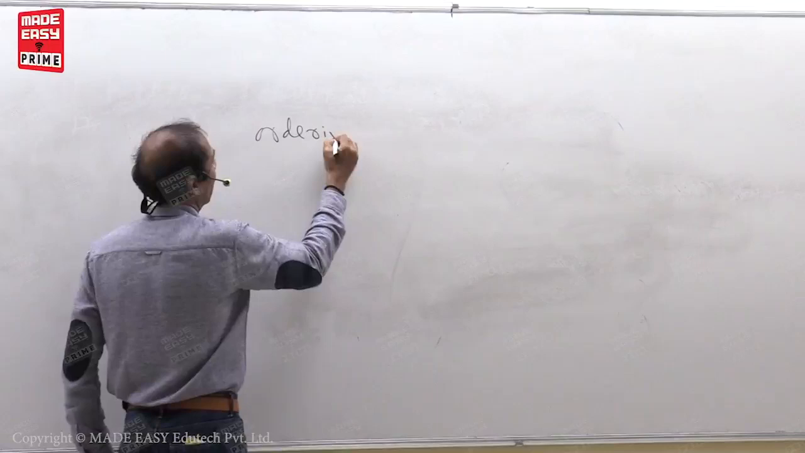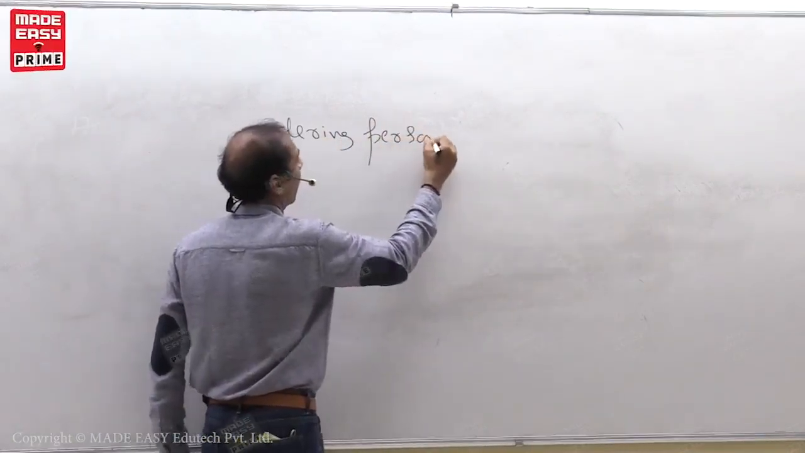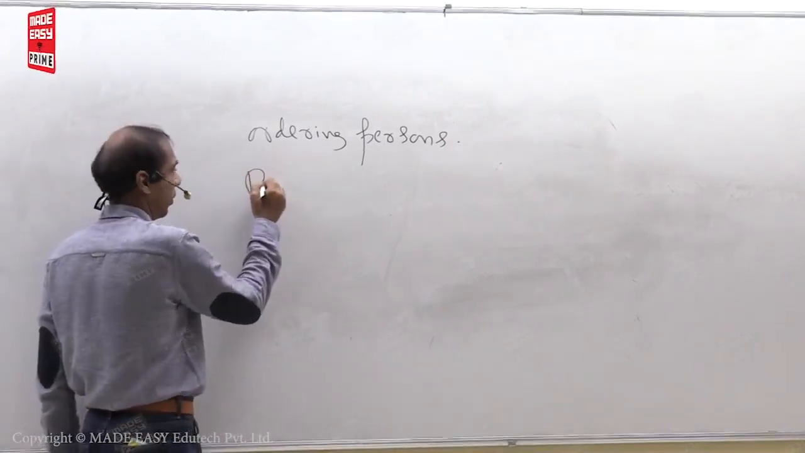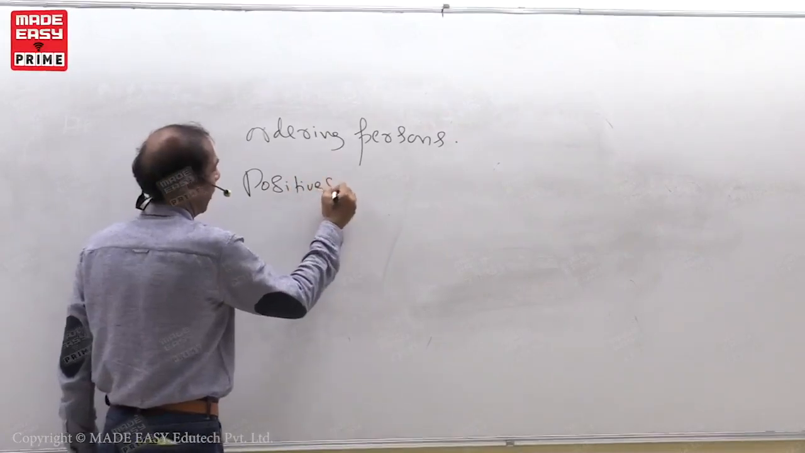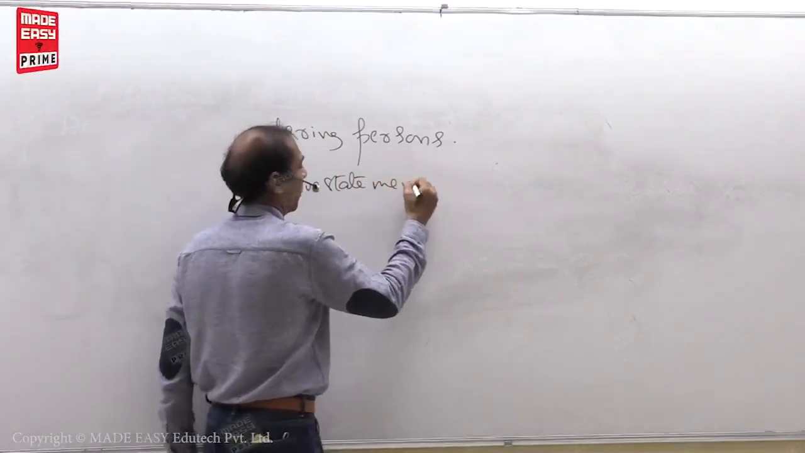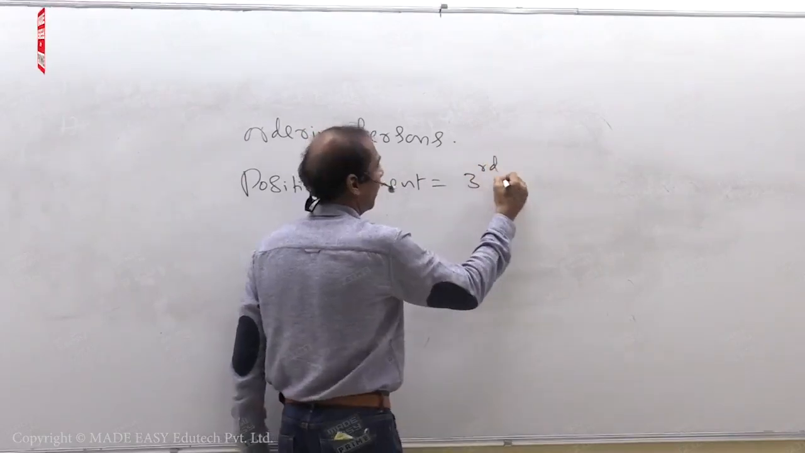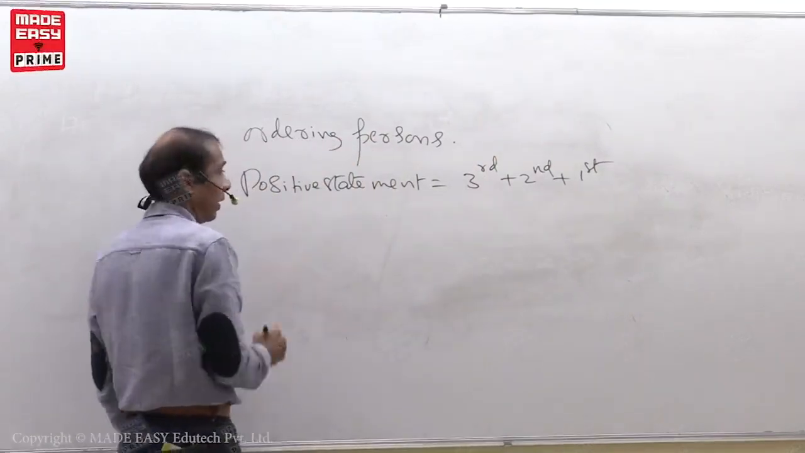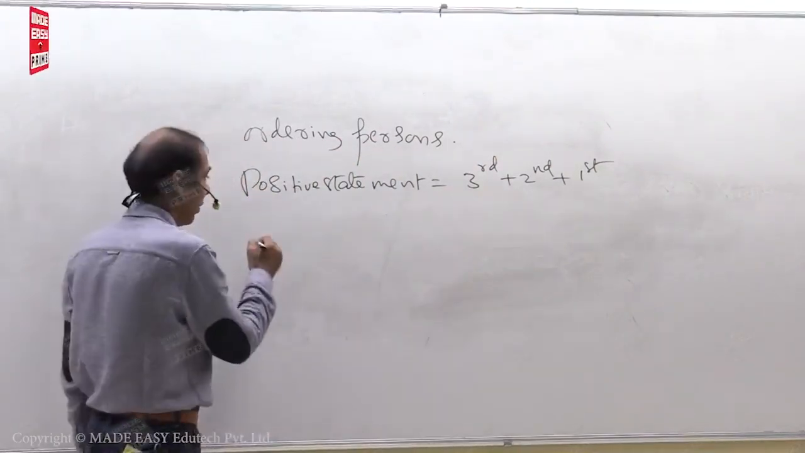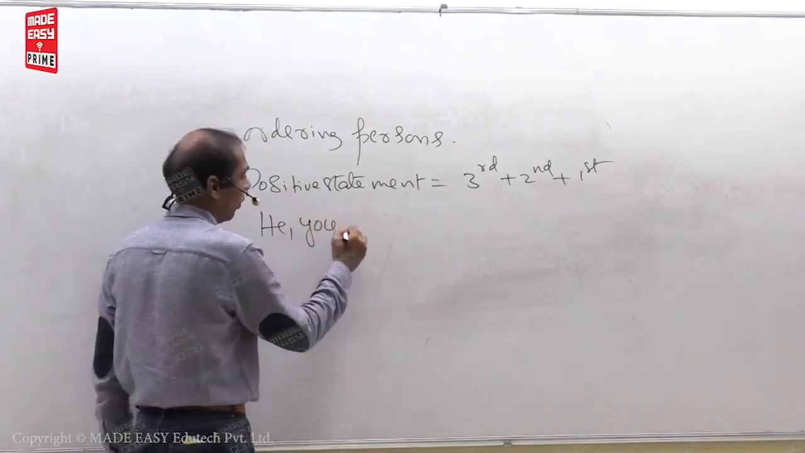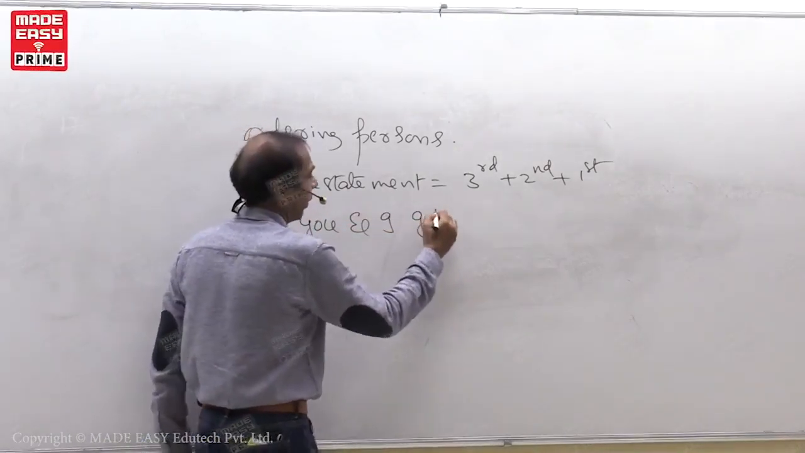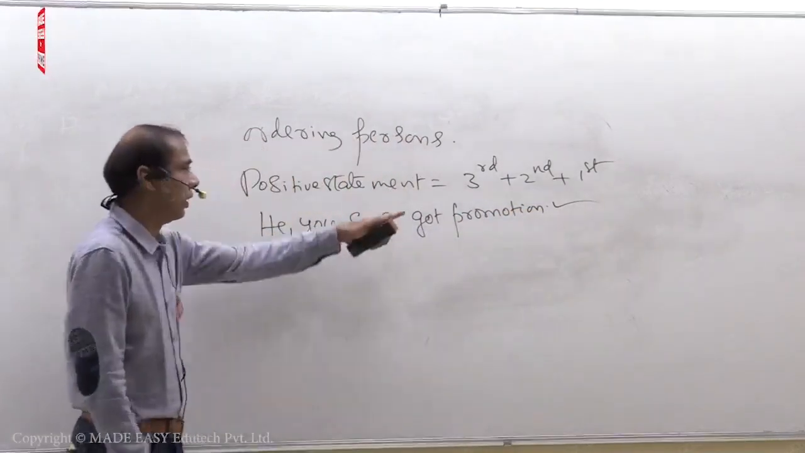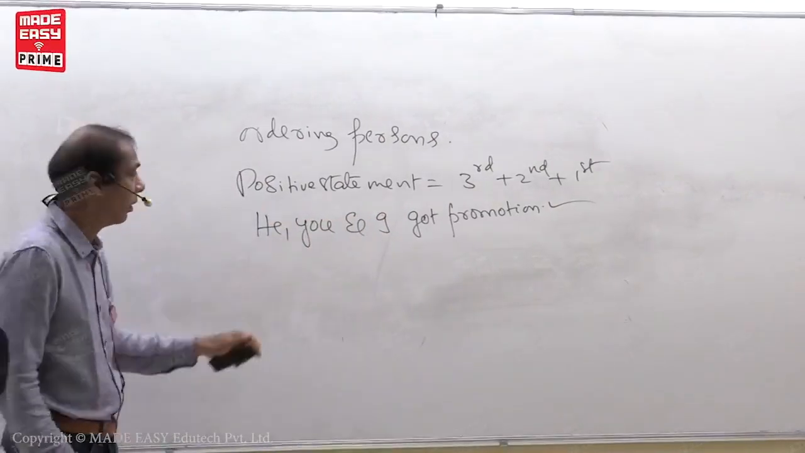Next. Ordering of persons. Positive statement: third person plus, second person plus, first person. In the case of positive statement, this is the order. It means he, you, and I got promotion. Got promotion. In the case of positive statement, this is the order.